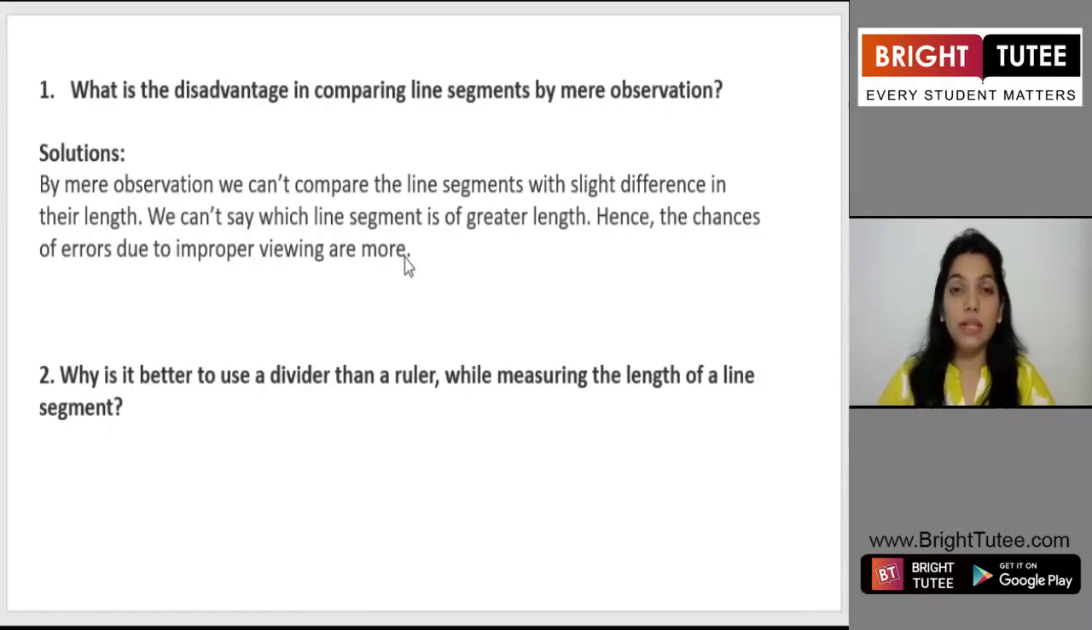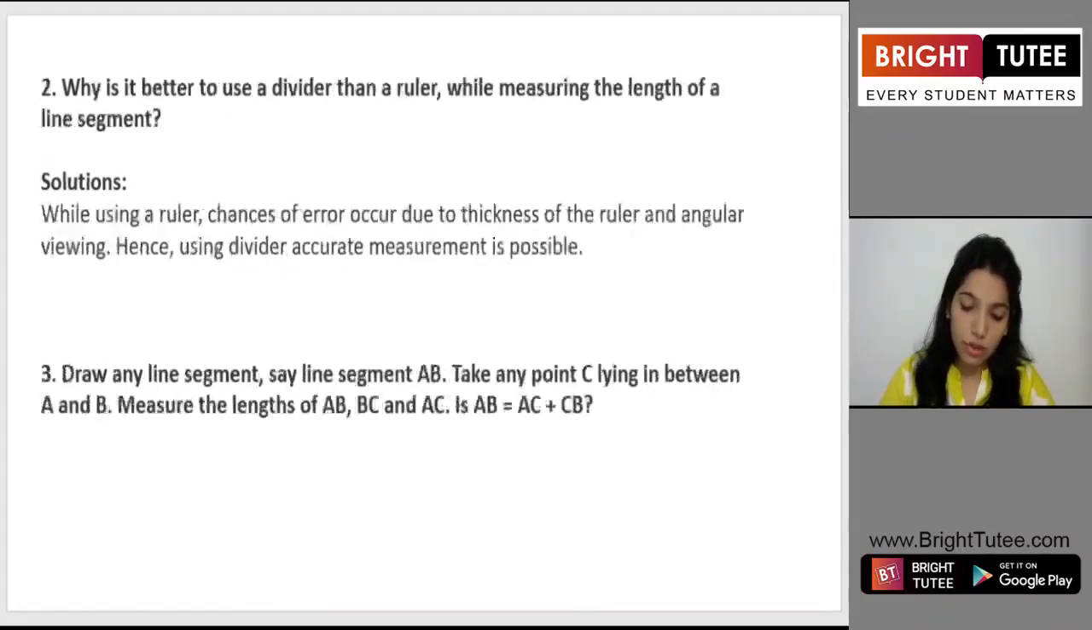Now, let's read the next question. Why is it better to use a divider than a ruler while measuring the length of the line segment? As we have discussed, so many errors can occur while reading, that is the placement of the ruler, the placement of our eyes, like where we are looking from. So observational error while reading the scale can be one of the issues. Also the ruler can be broken. So the answer may vary. You might think of some other answer. I've written down one for you.